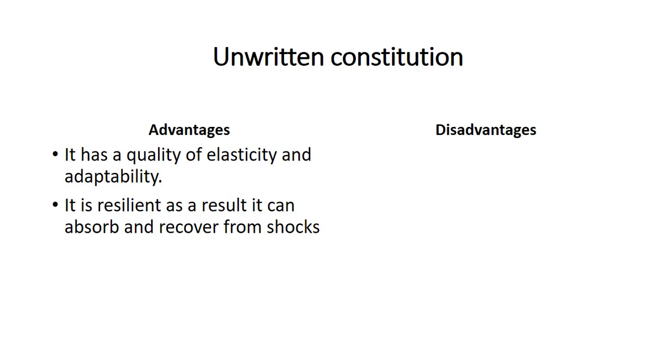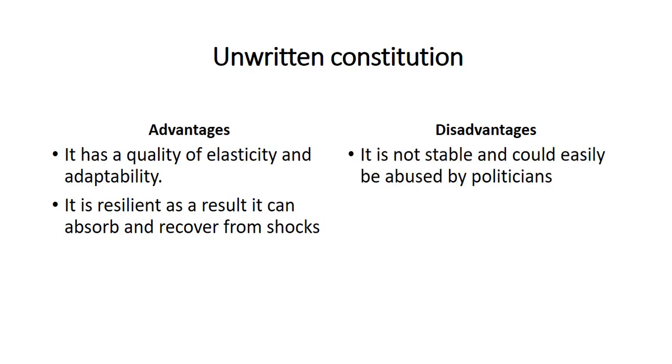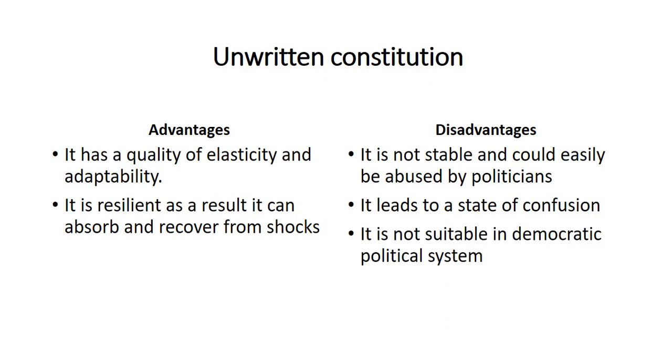But it also has its own disadvantages. It is not stable and could easily be abused by politicians who are supposed to be responsible to the interest of the public. It can be easily misused by politicians. An unwritten constitution may also lead to a state of confusion because it is not easily available to citizens. It is not suitable in a democratic political system because in a democratic political system, the government is required to make citizens know their rights and duties.